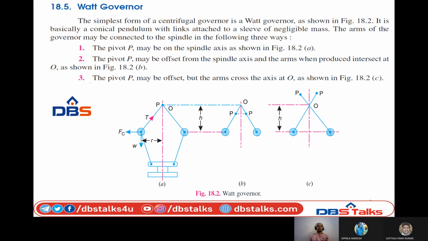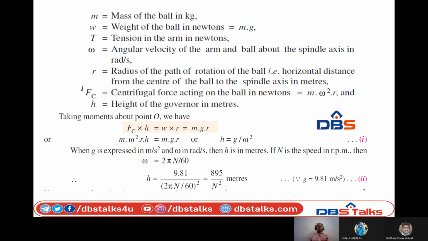Since these are all centrifugal rotations about the spindle, the ball will be rotating at a horizontal distance from the center of the ball to the spindle axis, that is called small r. Fc is the centrifugal force acting on the ball, and h is the height of the governor. These are all the terms we can see in the diagram.